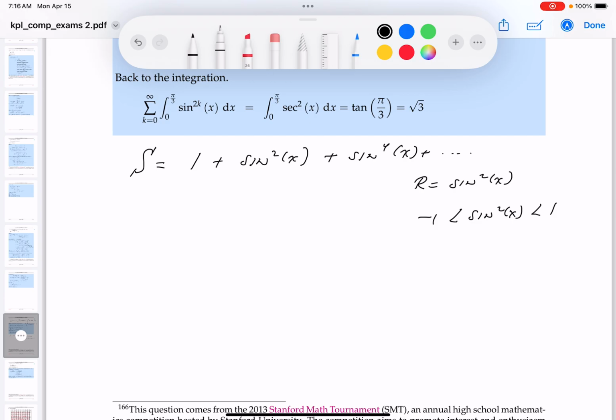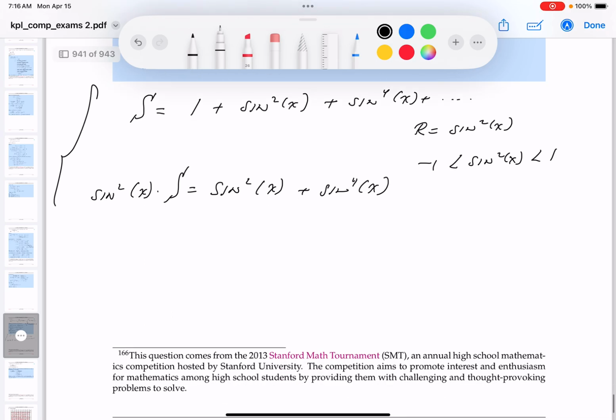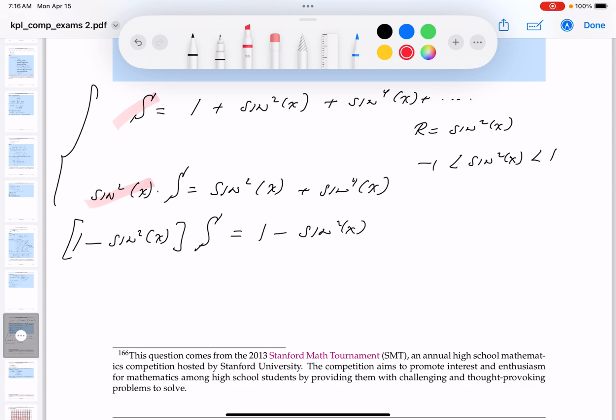Now we're squaring it, so I know it's above 0 and less than 1. So what I'm going to do is multiply both sides by sine squared. I get sine squared times s. That would be sine squared x plus sine 4x. This is a convergent geometric series. We're going to do a subtraction. 1 minus sine squared times s. What I do there, I took this and subtracted this. Now if I do the other side, it's not that bad. What do you get there? You would get 1 minus sine squared x. All these other terms are disappearing, by the way.